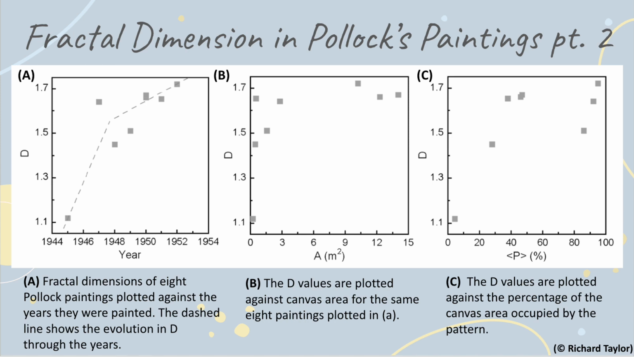Figure B takes those fractal dimensions that they found in figure A and plots them alongside the area of the canvas, which is on the x-axis. And then figure C shows the fractal dimension against the percentage of the canvas area that's covered in paint. Those plots show a correlation between the high fractal dimension values of his classic patterns and paintings and his use of large canvas and high pattern density during that time period.